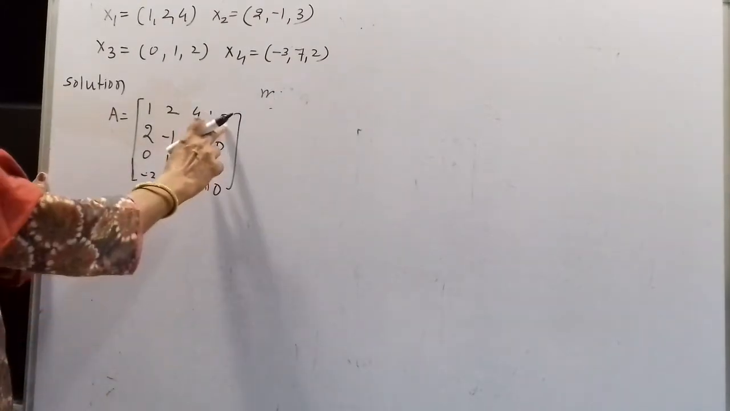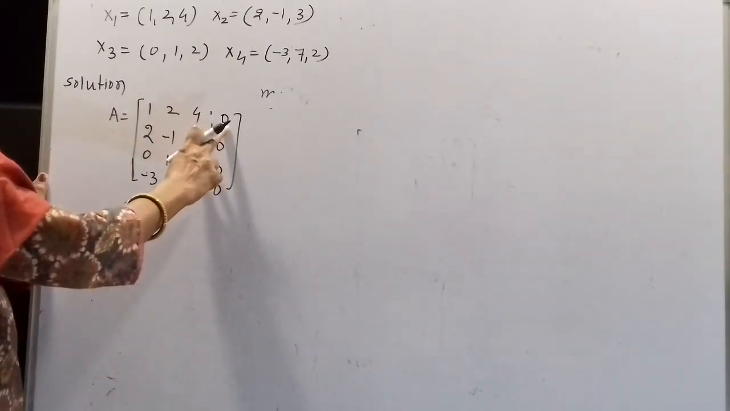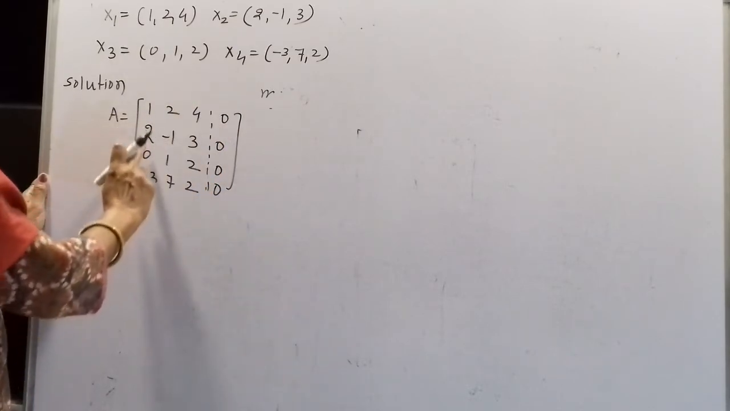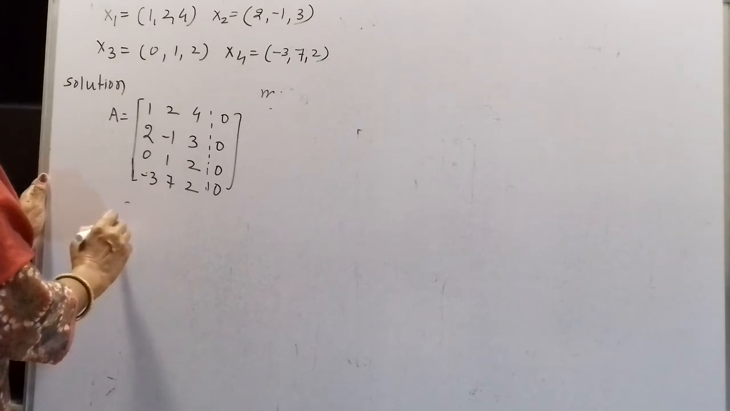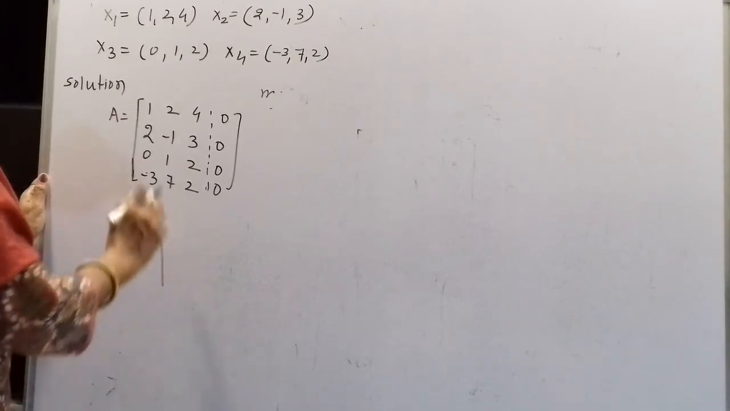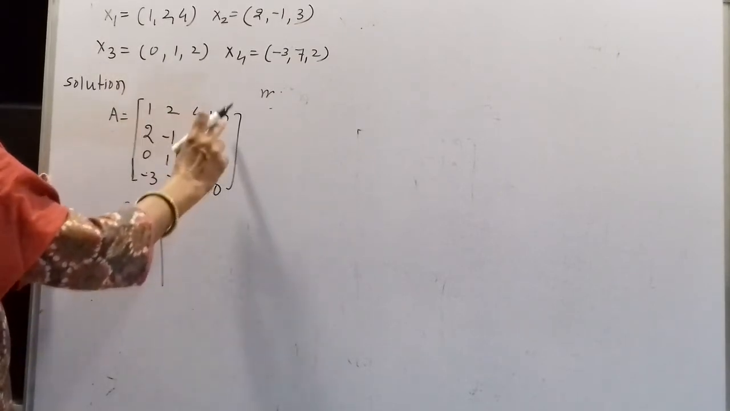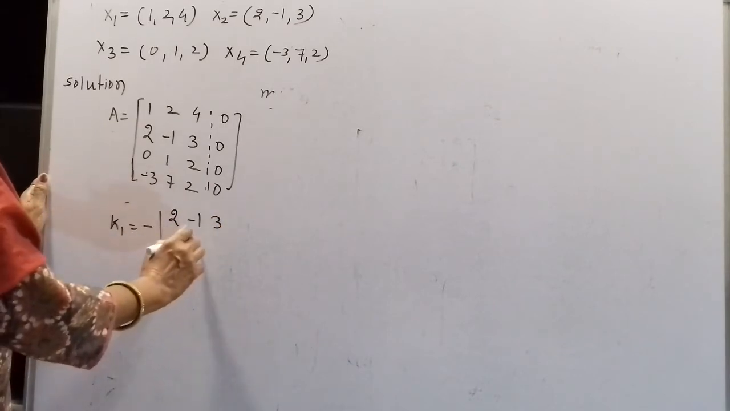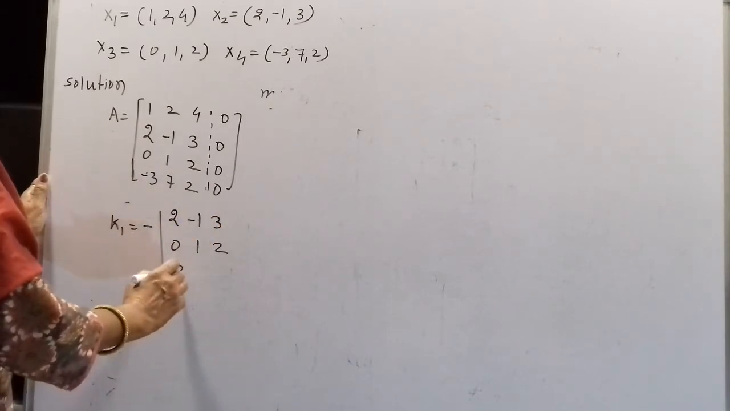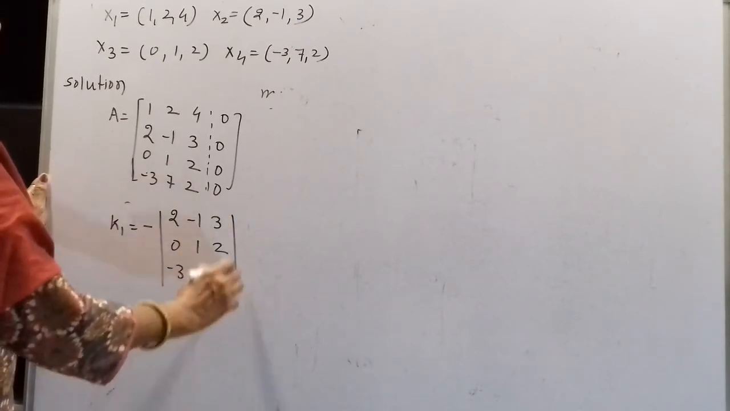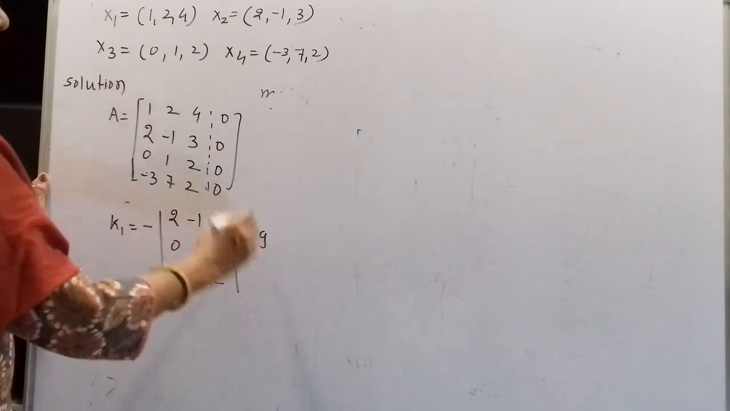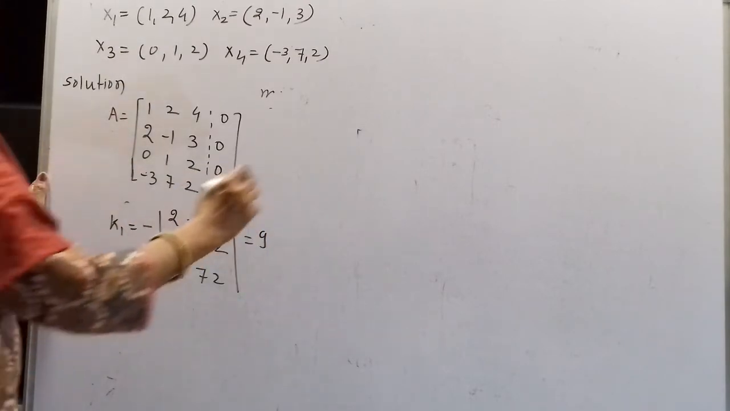Now cofactors of the last column, that is this 0. Cofactor of this 0 is a determinant of this one. So k1 will give the minus, we leave out its row and column, that is 2, minus 1, 3, 0, 1, 2, minus 3, 7, 2, and we have to solve this one using determinant, so we'll get 9.